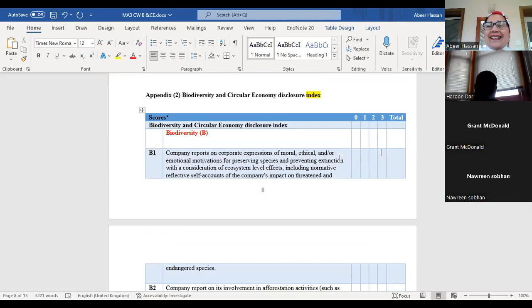But once you read anything from your company and you think, oh yeah, this is very good, this is what they are doing, copy and paste this sentence and put it in quotation marks, because these are quotes from the companies that you are going to support your analysis with. I will show you later how to do so.